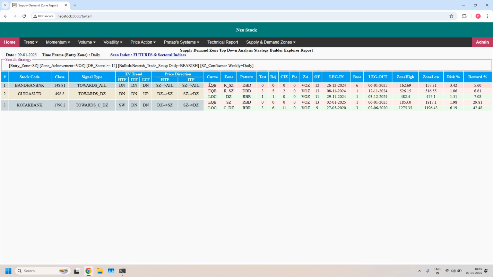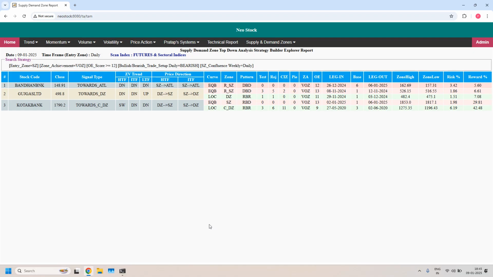Out of these 3, the first one is not having a demand zone. That means this is an all-time low supply zone. This daily supply zone is an all-time low supply zone. If that is also violated, there won't be any demand zone. I think all-time supply zone means there are no demand zones. All are supply zones. Sorry. If this supply zone is violated, the next supply zone will be displayed.